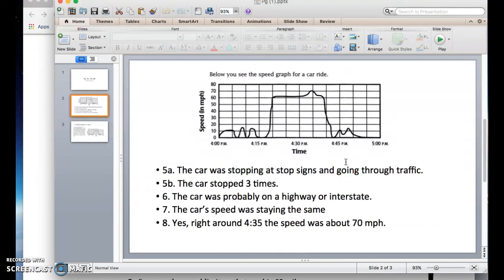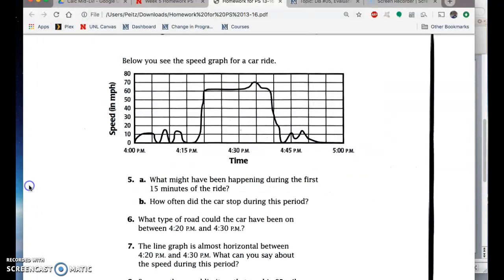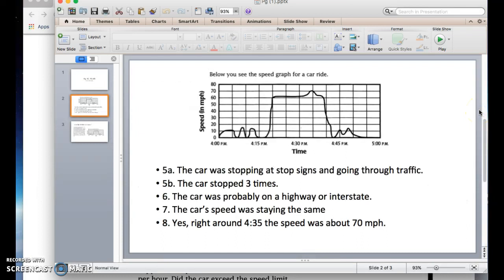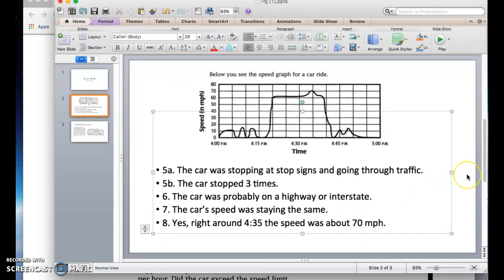Probably not an interstate. It's Nebraska, considering it's only 60, you'd probably have to go a lot faster. But at least a highway if you're going that fast and that consistently. The line graph is almost horizontal between 4:20 and 4:30. What can you say about the speed during this period? Well, since your speed isn't really going up and down, your speed is just staying the same. The person's probably just using cruise control or something like that.